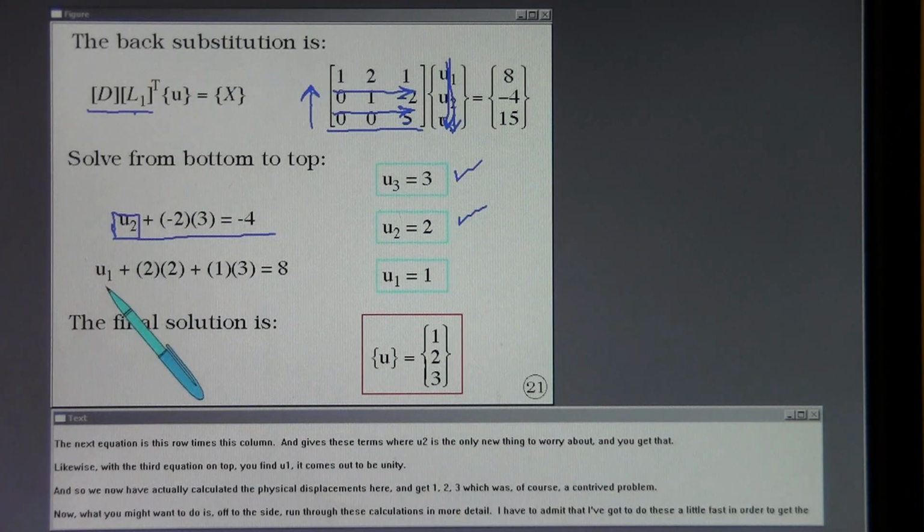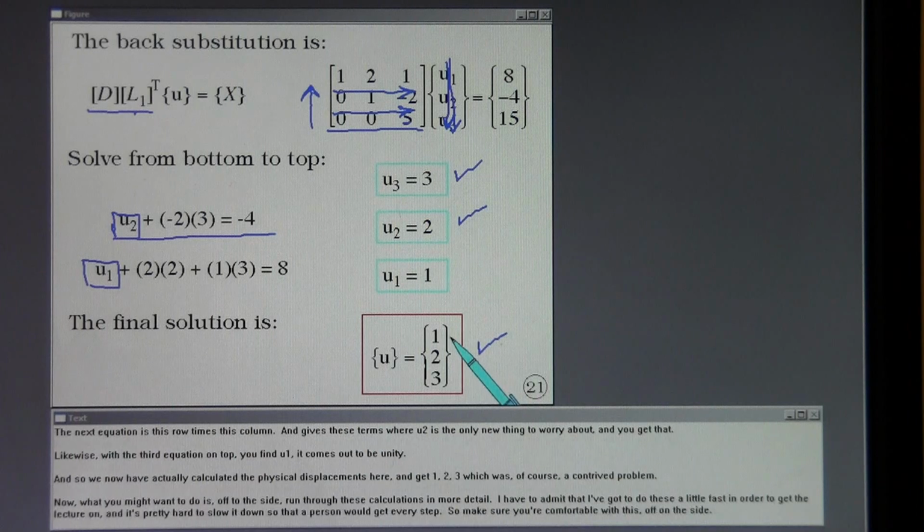Likewise with the third equation on top, you find u1, it comes out to be unity. And so we now have actually calculated the physical displacements here and get 1, 2, 3, which was of course a contrived problem.